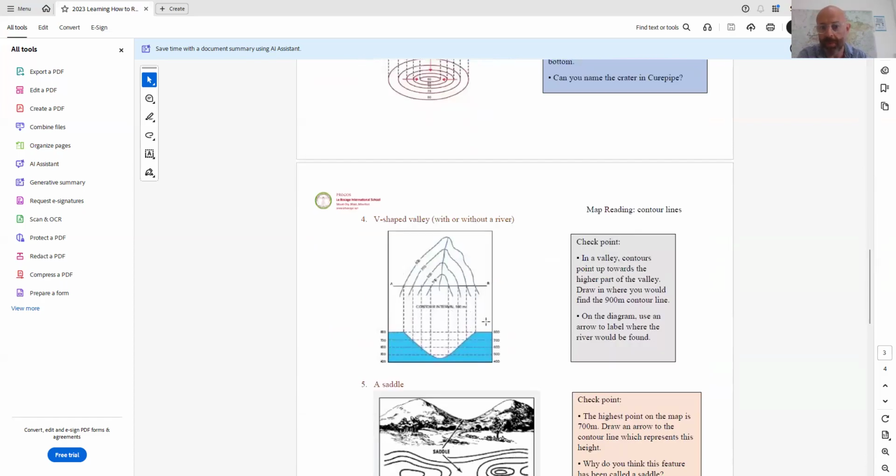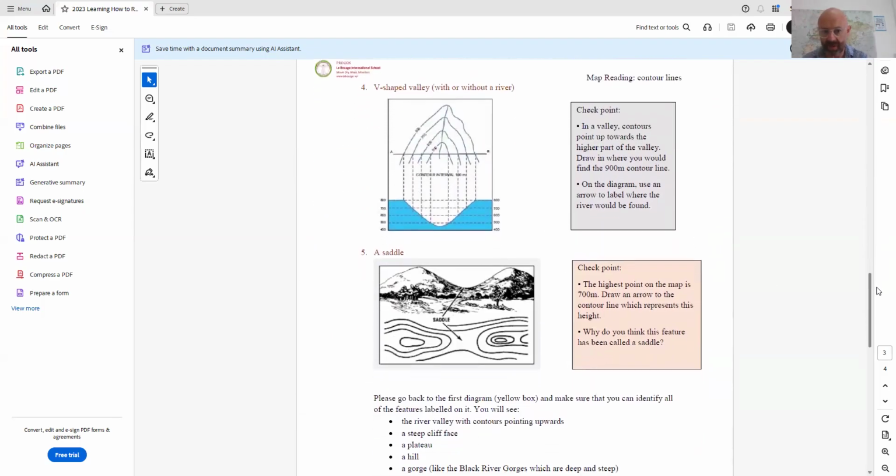Now, this is an important one. This is the V-shaped valley, okay? So what we can see here is a river, and we can see the contour lines, but the contour lines are doing this. That clearly denotes a V-shaped valley. It clearly denotes that that river is flowing to the south because the contour lines are pointing to the north, up the valley, okay? So we have this ability to use contour lines to identify features.